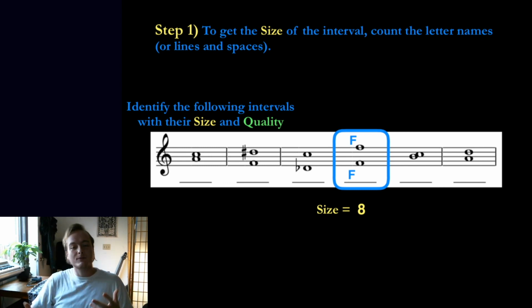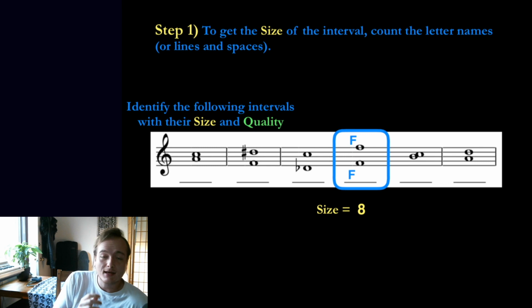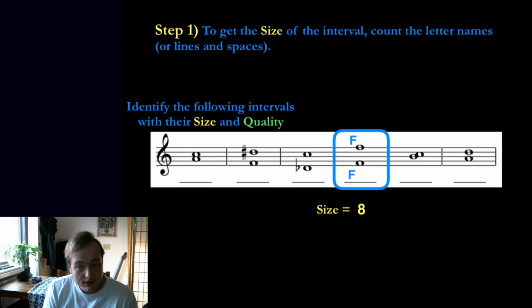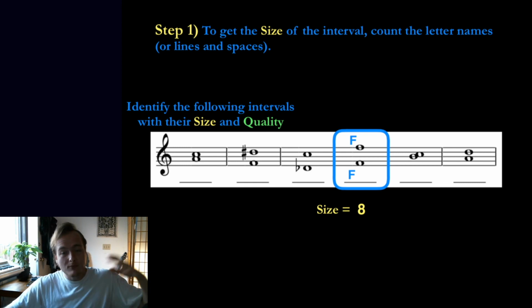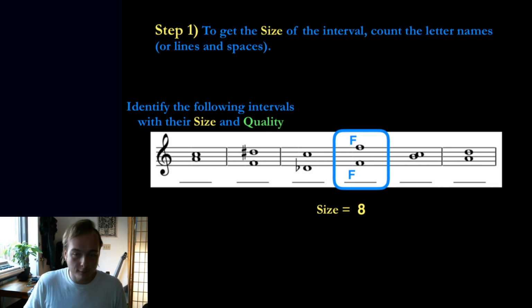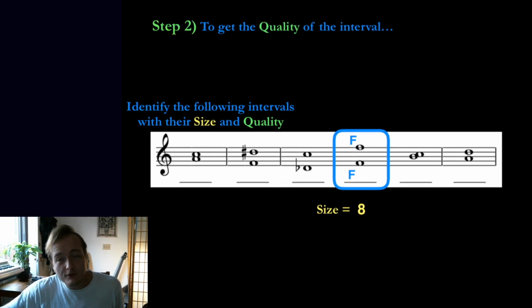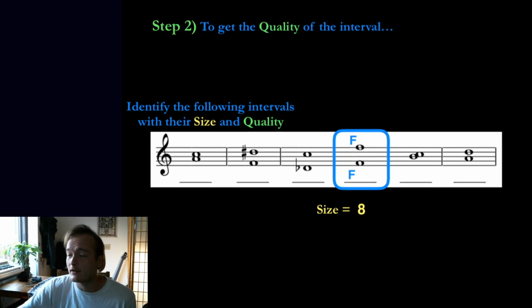Okay, but as we discussed before, this is not enough to tell us, is this a perfect octave? Couldn't it also be an augmented octave, a diminished octave? Couldn't there be some change? How do we know for sure this is a perfect octave? Perfect, again, being the quality. So step 1 was get the size. Pretty straightforward. Just count it on your fingers, count the letter names, count the lines and spaces. Step 2 is get the quality of the interval.